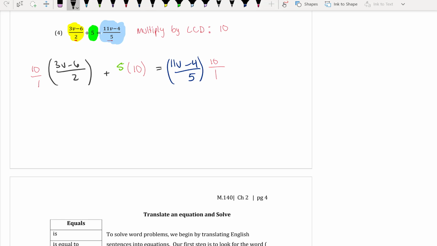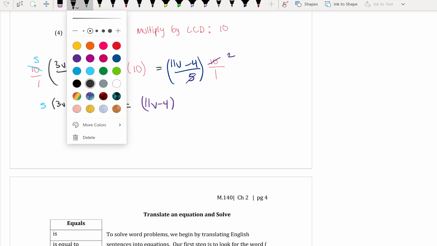So 10 and 2, I know that I'm going to have a common factor of 5. So I have 5 times my 3v minus 6 plus, and I have my 5 plus 10, so that's 50, is equal to, and on this side I have 5 that goes into 10, that would be a 2. So I have 11v minus 4, and it's going to be multiplied by a 2.